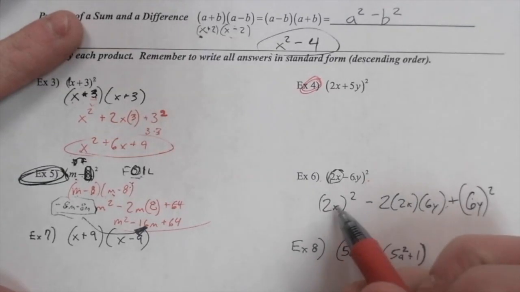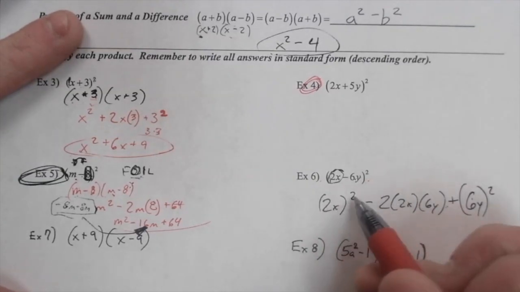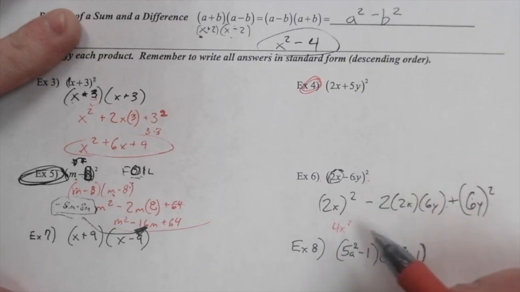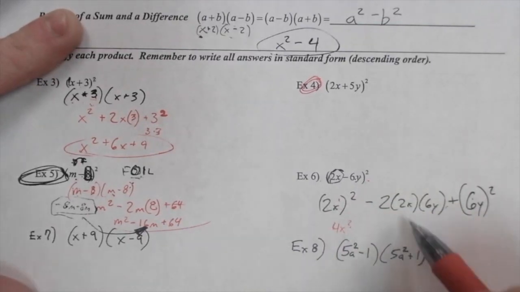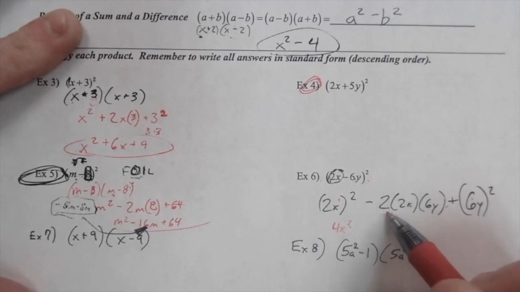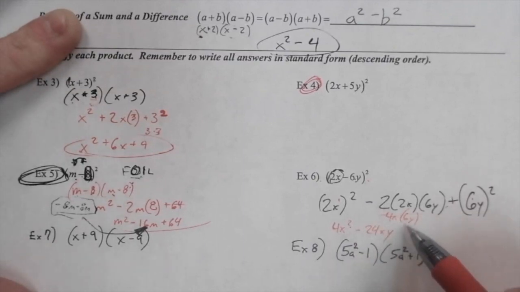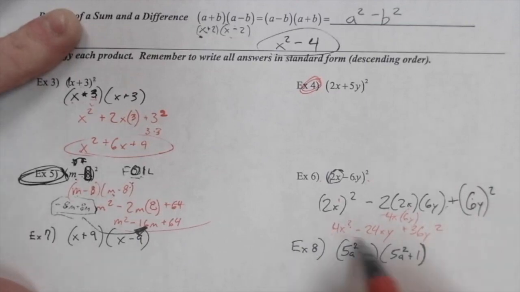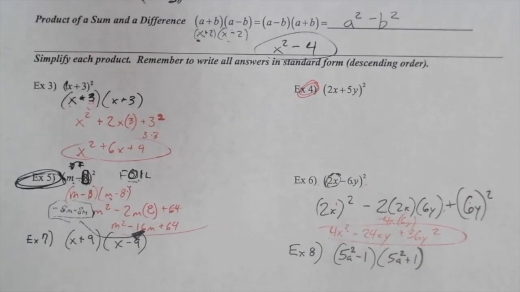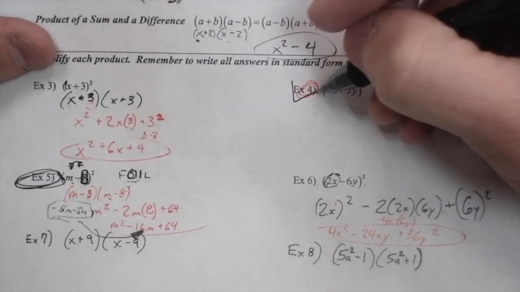All right, so now we have 2x squared, which is 4x squared, because remember when we have a power to a power, we just multiply, so 1 times 2 is 2. That's where I got that. And then we're going to just carry on. So we have negative 2 times 2x is negative 4x times 6y is negative 24xy. And then we're going to write plus 6 squared is 36y squared. So there's your answer. Number 4, you know what to do.